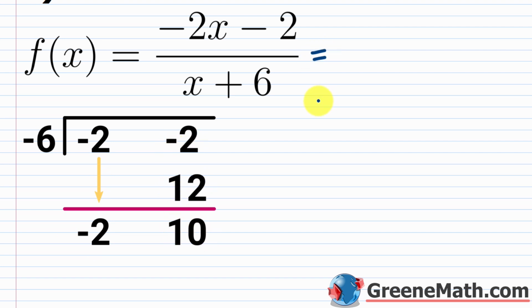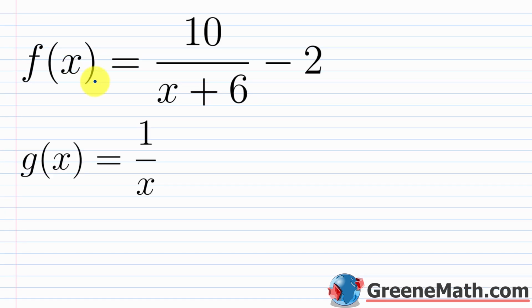So this would be equal to, remember, you're going to drop this by 1 degree. So if this is to the first power, this right here would be the coefficient for x to the power of 0. In other words, this is going to be your constant. So we would say this is -2 plus 10 over, you're going to use this denominator here, so this x plus 6. So I went ahead and just rewrote this. So we have f of x equals 10 over x plus 6, and then we have -2.